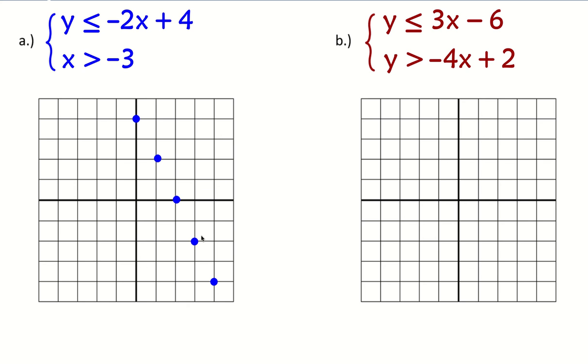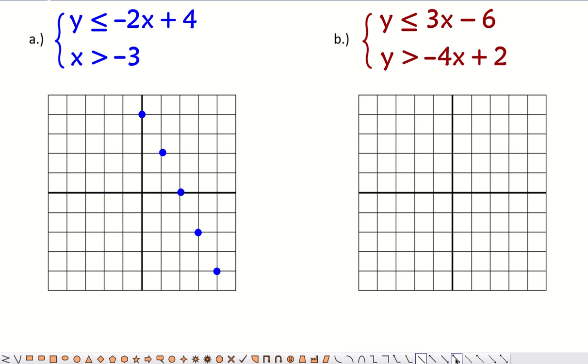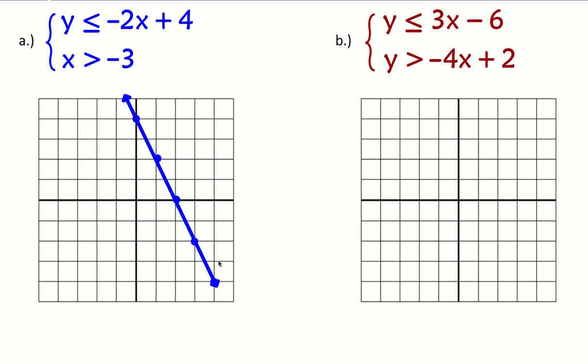And because it's less than or equal to, we're going to have a solid line, right? And our shading, which again is going to be as light as you can, is less than, so we're going to be shading below. So again, shade, this is not exactly what I would call light shading, but shade as lightly as you can.